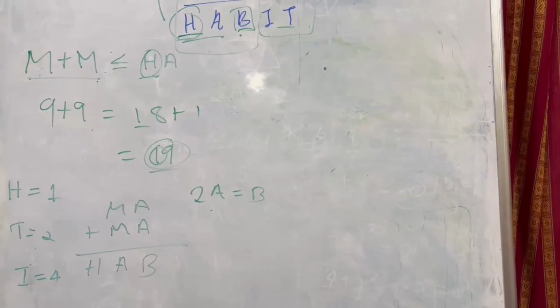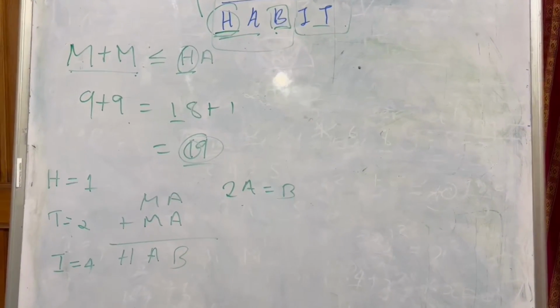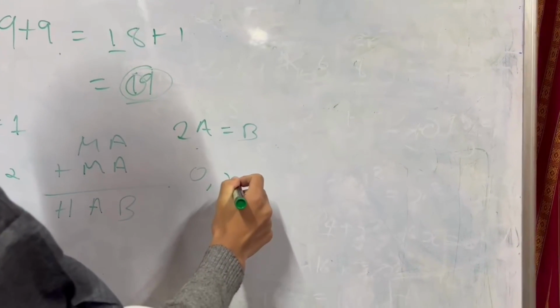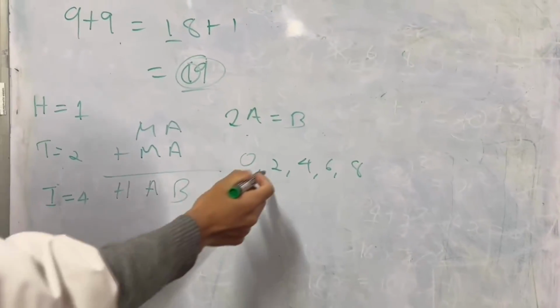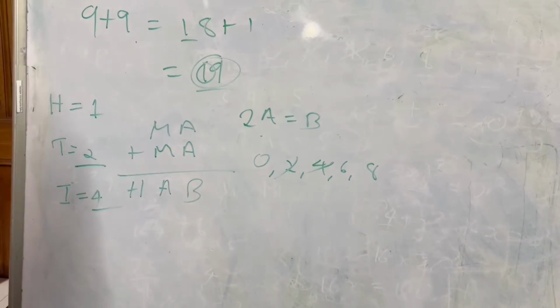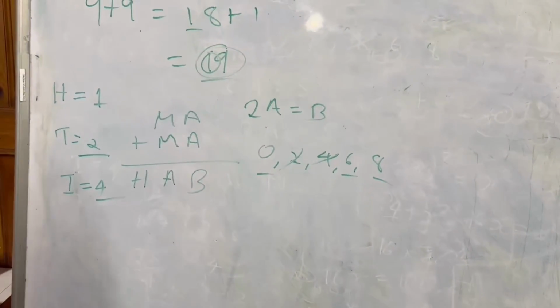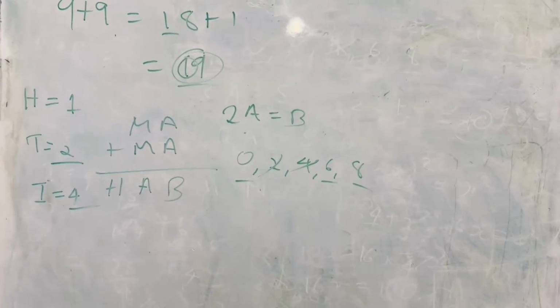So from this conjecture, what we can know is that since b is 2 times some integer a, b is always even. So b can either be 0, 2, 4, 6 or 8. B cannot be 2 because t is 2. B cannot be 4 because I is 4. So b can either be 6, 8 or 0. So let's try each of these values of b one by one.